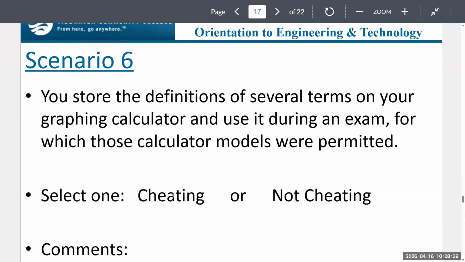You store the definitions of several terms on your graphing calculator and use it during an exam for which those calculated models were permitted. You're allowed to use the calculator, but you're not allowed to store the definitions on the calculator. So this is cheating.